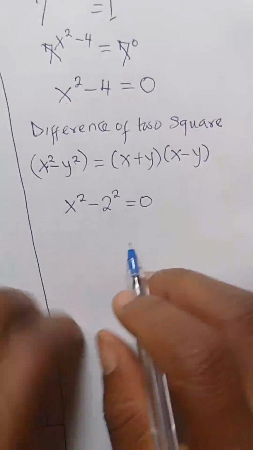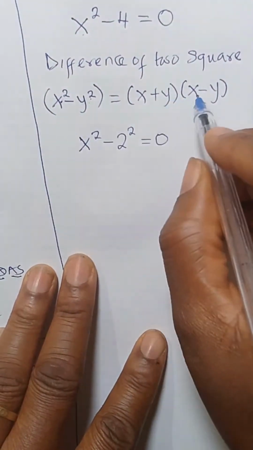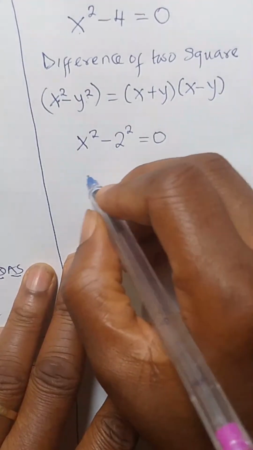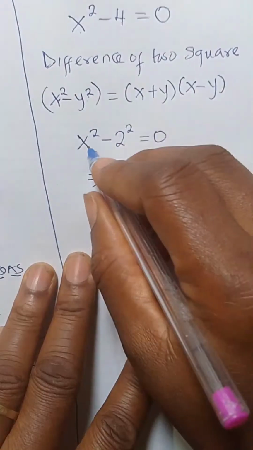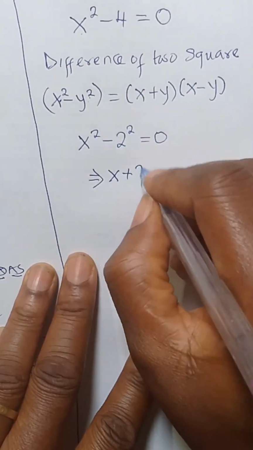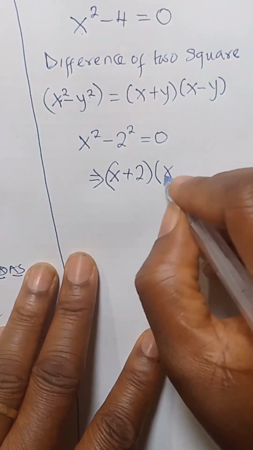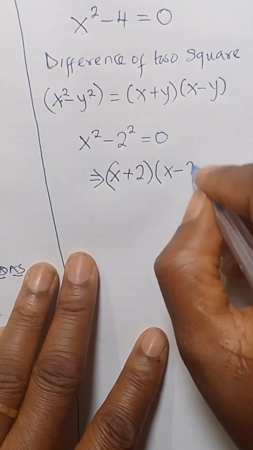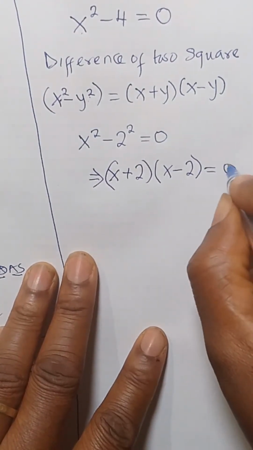So what do we do next? We apply this to this equation, and this will be equal to x plus our y here, which is 2, bracket x and our y here is minus 2. And remember, it's equal to 0. So equate it to 0.